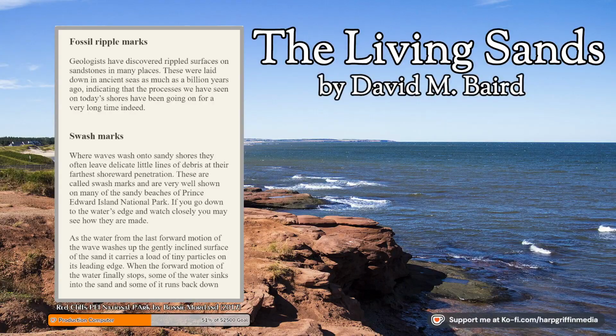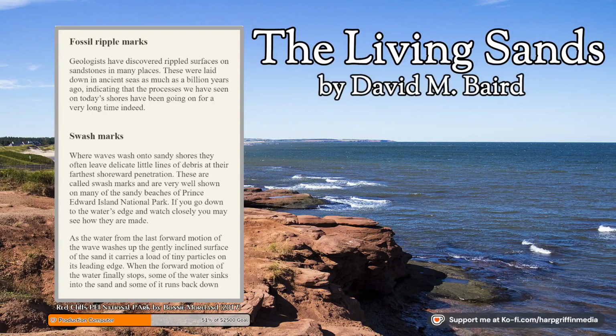Swash marks. Where waves wash onto sandy shores, they often leave delicate little lines of debris at their farthest shoreward penetration. These are called swash marks and are very well shown on many of the sandy beaches of Prince Edward Island National Park. If you go down to the water's edge and watch closely, you may see how they are made. As the water from the last forward motion of the wave washes up the gently inclined surface of the sand, it carries a load of tiny particles on its leading edge.